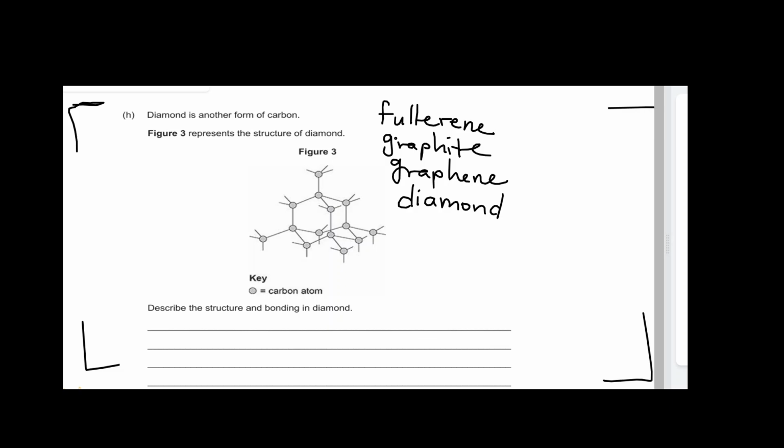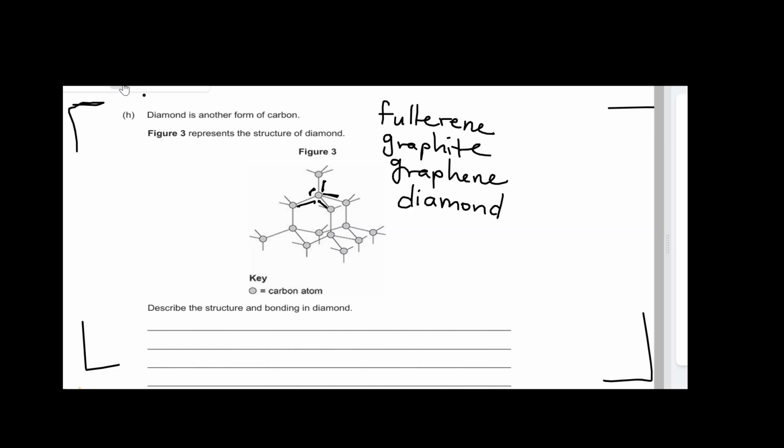Now, where graphite has 3 bonds from one carbon atom, here, diamond has 4 bonds. So each carbon atom has 4 bonds. So you have 1 bond, 2 bonds, 3 bonds, and the 4th bond is here. If you pick another carbon atom, let's say this one, you have bond 1, bond 2, bond 3, bond 4. Okay, so each line represents a bond.